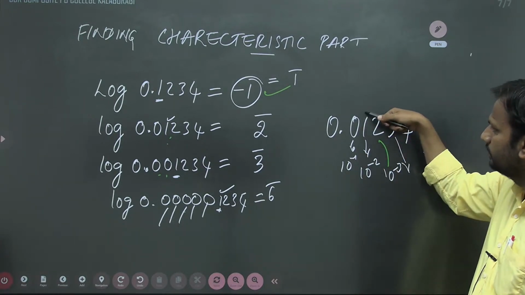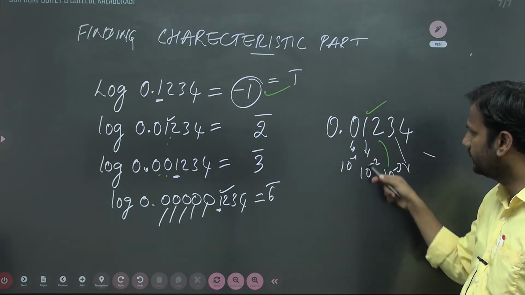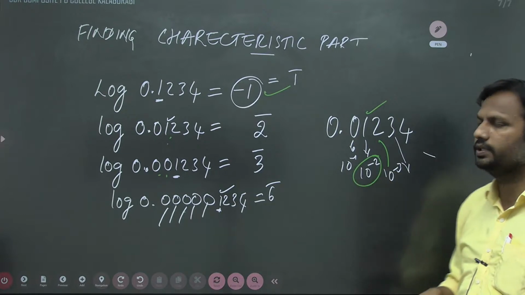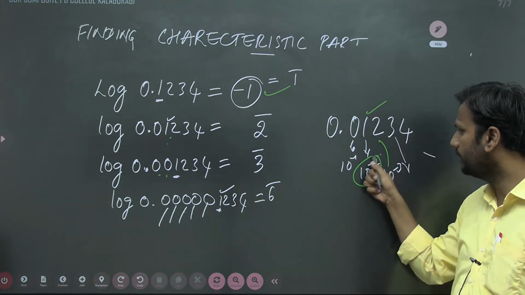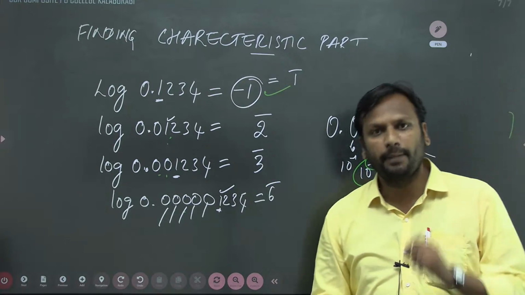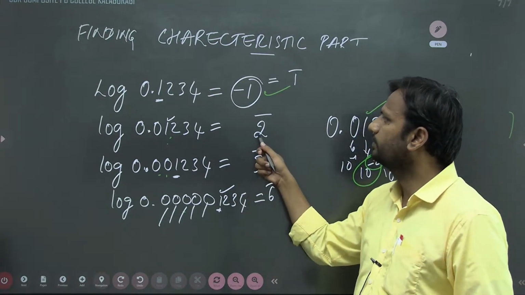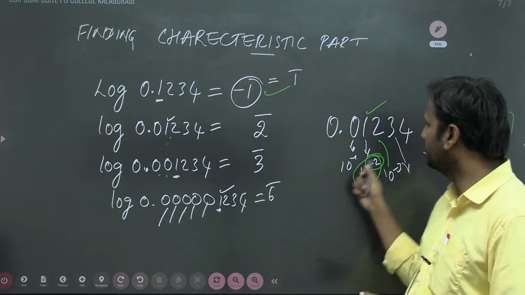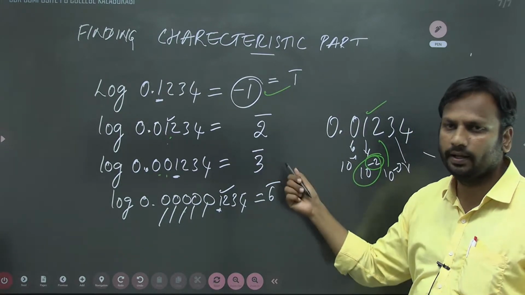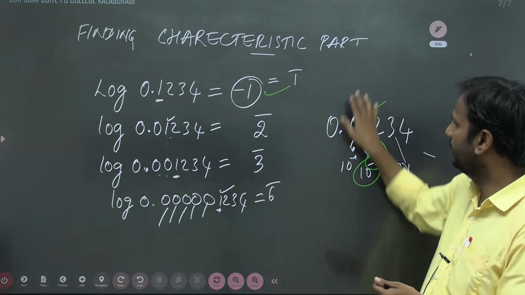Here is the first non-zero quantity. So what is its position here? 10 to the power minus 2. The base is 10, and I need the exponent only. What is the exponent here? Minus 2. That's why we express 2 bar here. Got it? Minus 2. Instead of writing minus 2, we write 2 bar. Here also you see that.